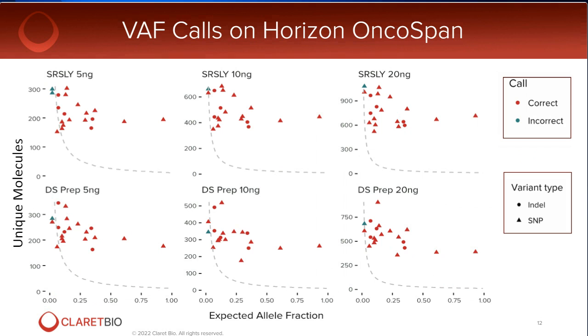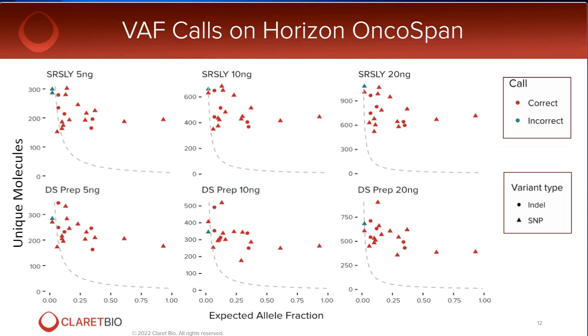So finally, on to the variant allele frequency calling of those 21 key ddPCR verified variants that we looked at that overlapped between the horizon control and the twist. So correct calls are in red, incorrect calls are in blue. The different variant allele types are either circles for indels or triangles for SNPs. SRSLY is on the top panel. The double-stranded prep is on the bottom panel here.